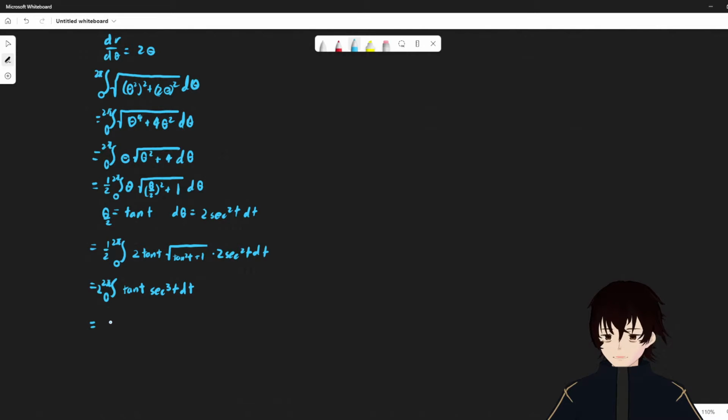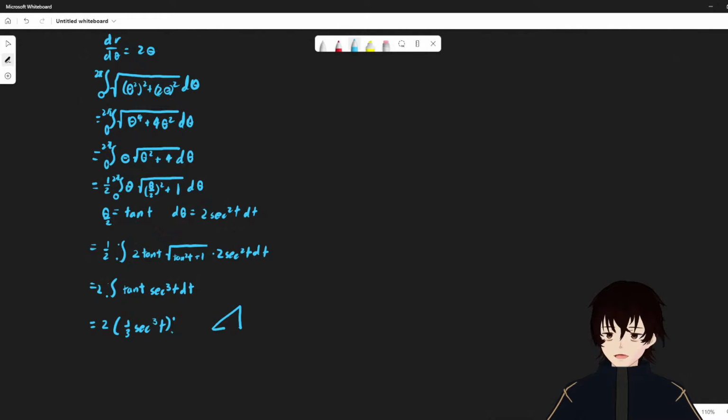So that would be 2 times 1 over 4 secant to the power of 4 t. Oh wait, we don't know the bounds anymore. From somewhere to somewhere. Right, because the derivative of secant is secant tangent. Wait, no. 1/3. Now this should be right.